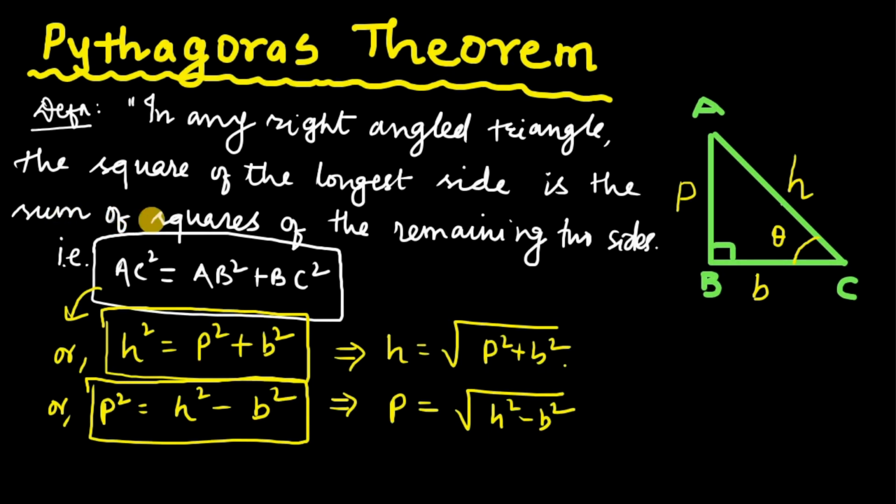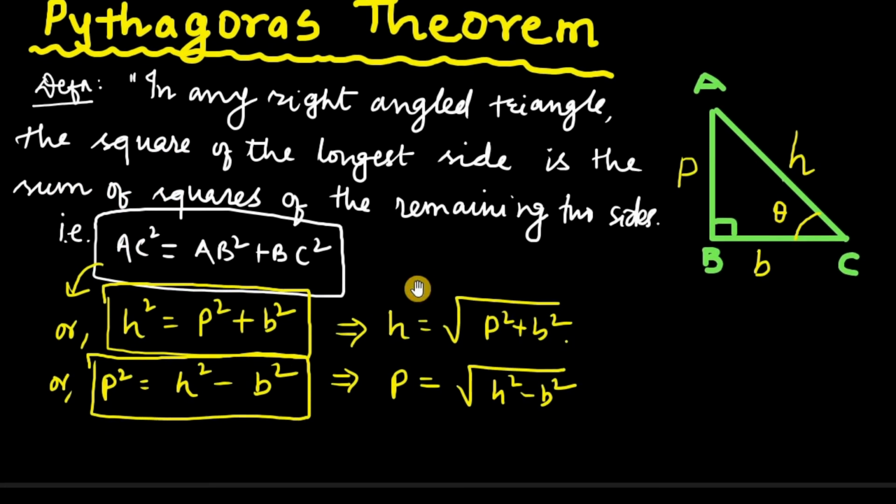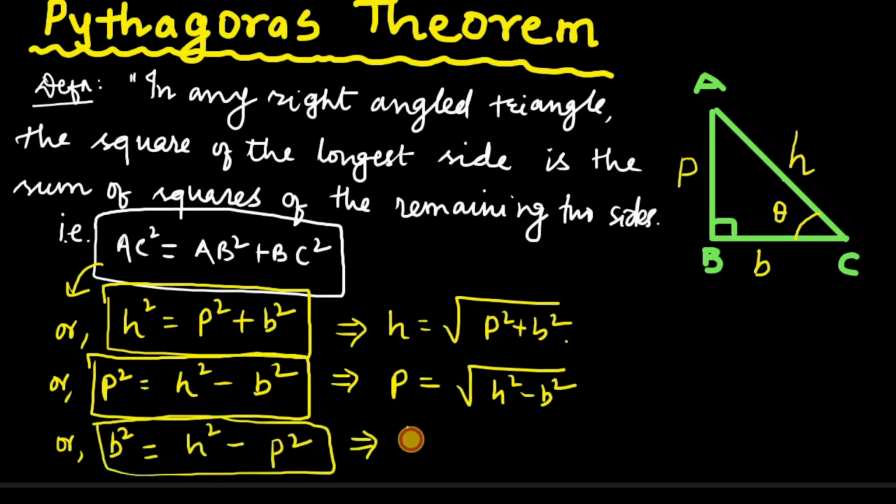Pythagoras theorem or Pythagoras relation, it is the same thing, and finally we get b square equals to h square minus p square, that is b equals to root under h square minus p square. So this is all about Pythagoras theorem.